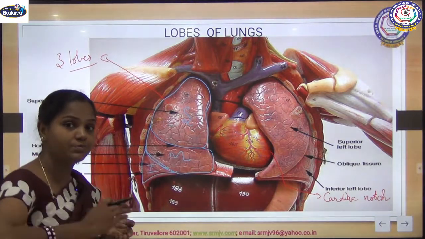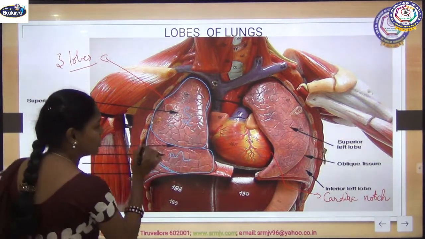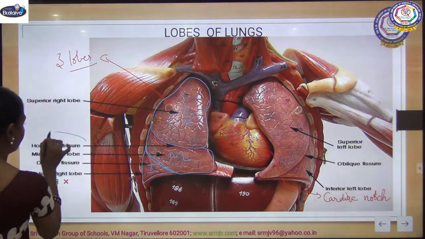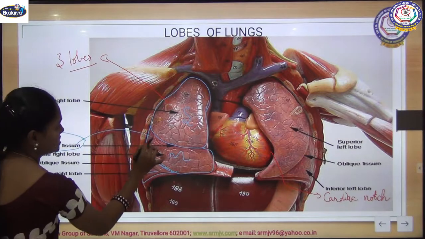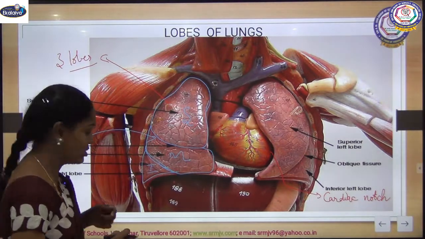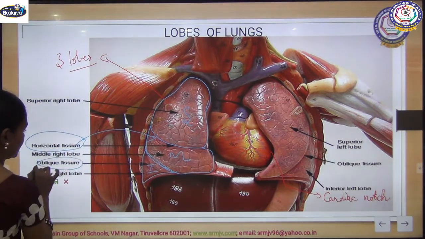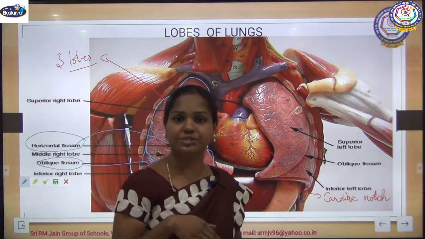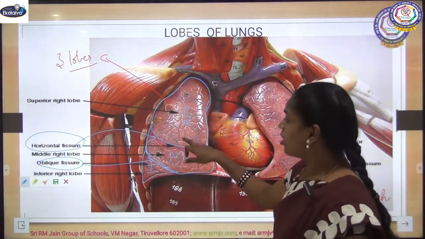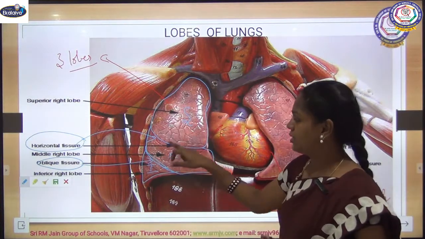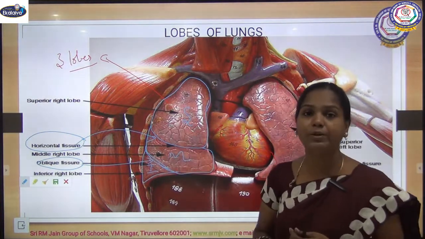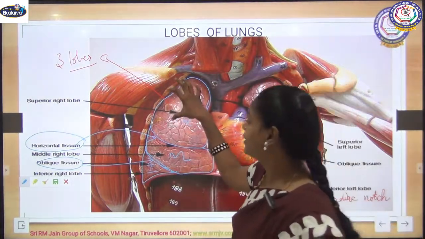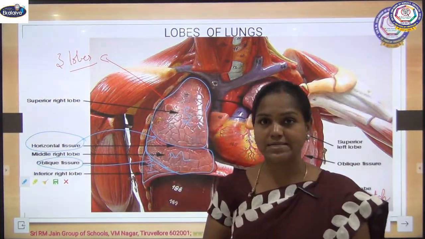grooves, and these grooves are called fissures. It is due to the presence of 2 fissures. This one is a horizontal fissure and this one is an oblique fissure, a slanting fissure. So the oblique fissure and the horizontal fissure are responsible for the presence of 3 lobes in our right lung.